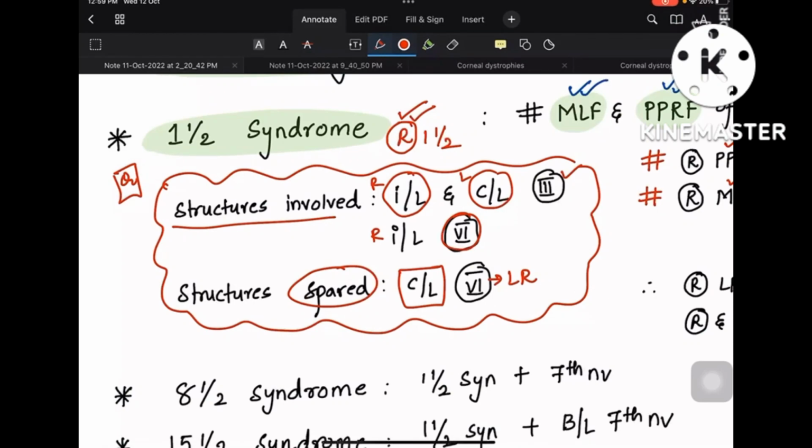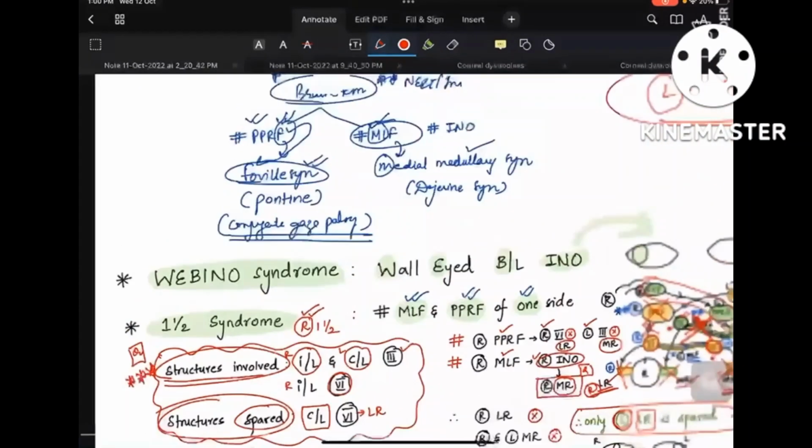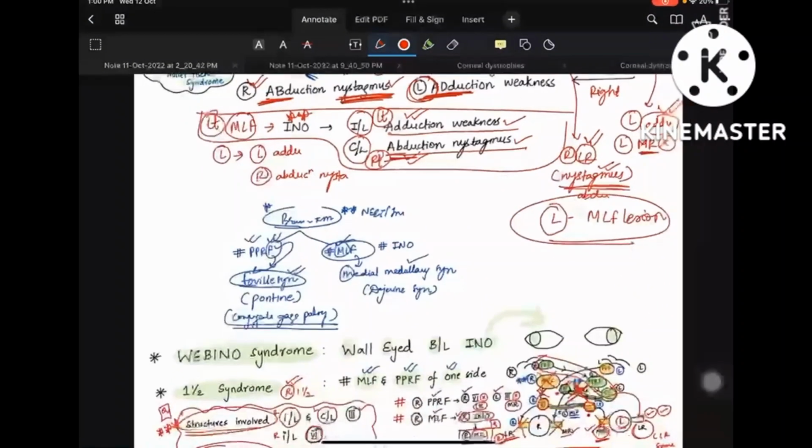This is actually a conceptual thing, but if you want to save time and remember things in a single statement, then for 1.5 syndrome the thing that you need to remember is highlighted here in the cloud, that is, structures involved and structures spared. For INO, the point you have to remember is ipsilateral adduction weakness and contralateral abduction weakness. So that makes the job easier for you while solving the questions.